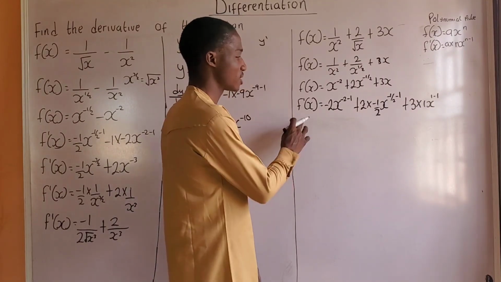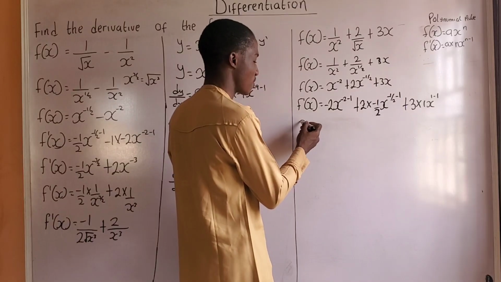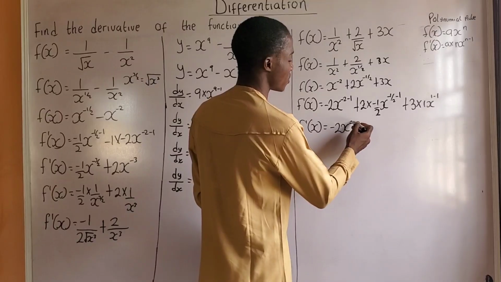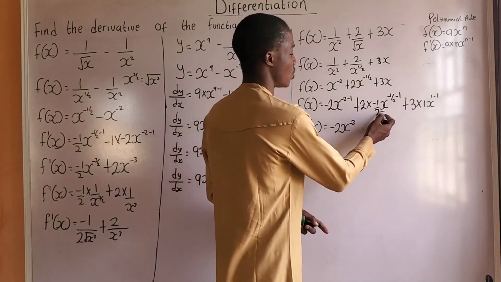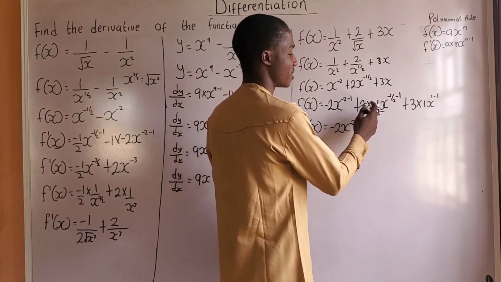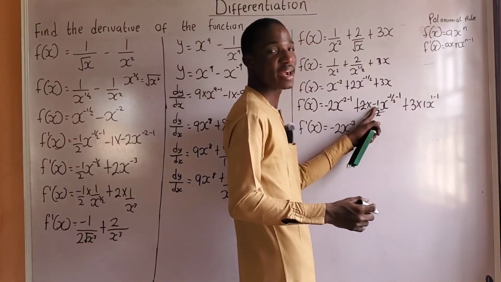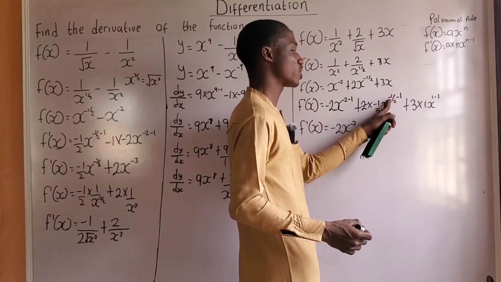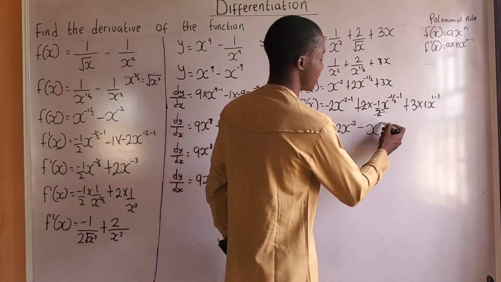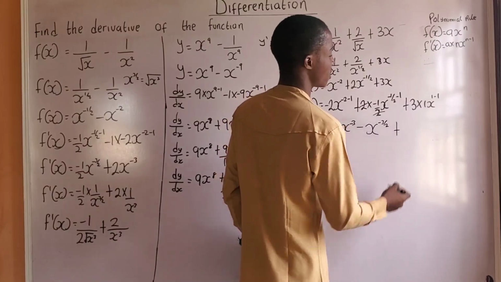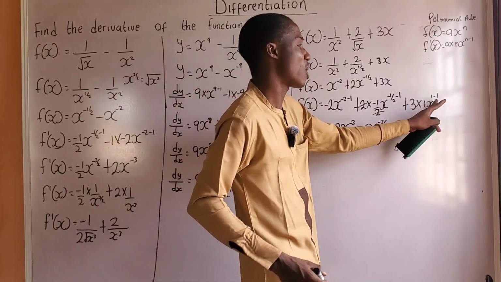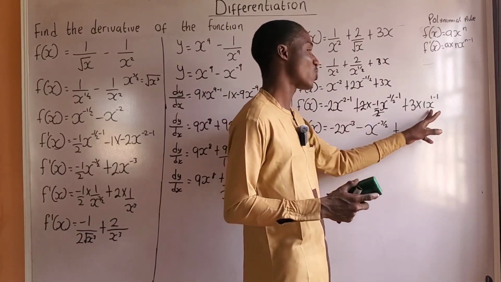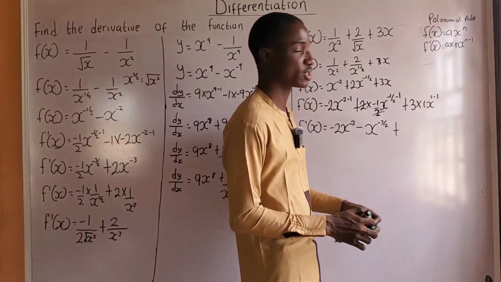Having gotten to this point, then simplified, I'm going to have the derivative of f of x equal to negative 2x raised to the power of minus 3. Now these 2 cancel these 2, so I'm going to have negative 1. So I'm going to have minus 1x, which is also the same thing as minus x, right? So I'm going to have minus x raised to the power of minus 1 over 2 minus 1. That is negative 3 over 2, plus x raised to the power of 1 minus 1. That is x raised to the power of 0, and x to the power of 0 is 1. So 1 times 1 is 1. 1 times 3 will give us 3. So I'm left with what?